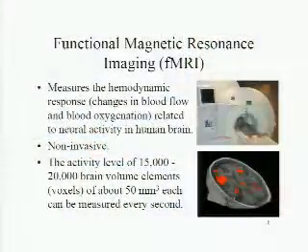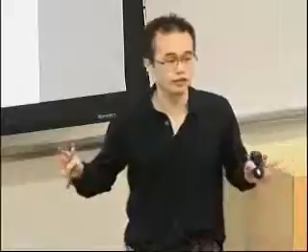So first of all, the fMRI. fMRI stands for functional magnetic resonance imaging. And this is the brain imaging device that I'll be mainly talking about today. What fMRI measures is the hemodynamic response, which is the blood flow or blood oxygenation that is related to neural activities in your brain.